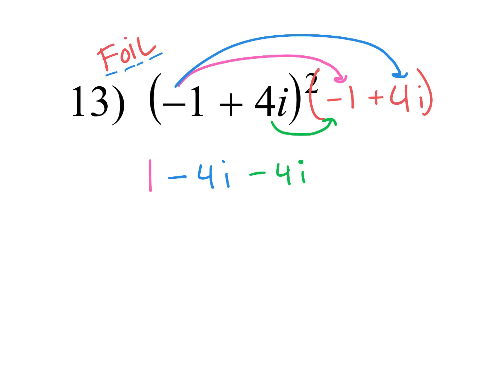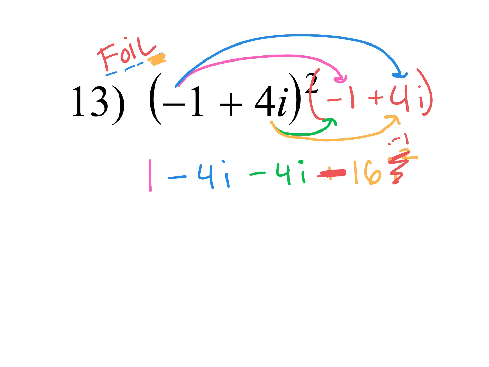What's the last? What are the last two numbers? You have to multiply the 4i by 4i. What's 4i times 4i? 16i squared. What does the i squared turn into? Negative 1. And what's 16 times negative 1? Negative 16.